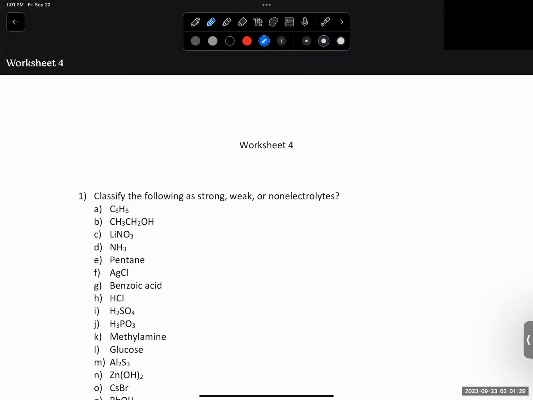I have two worksheets that we're going to see if we can get through, and maybe if there's not a class in here after this, we can stick around a little bit longer. So the first question is: identify strong, weak, and non-electrolytes.